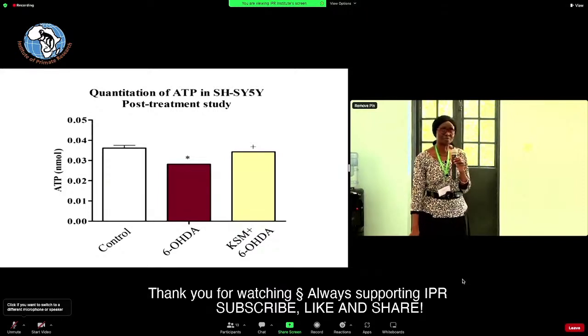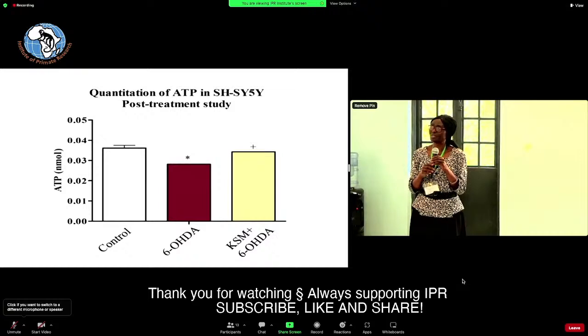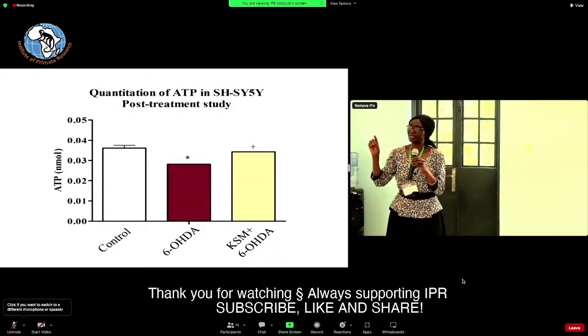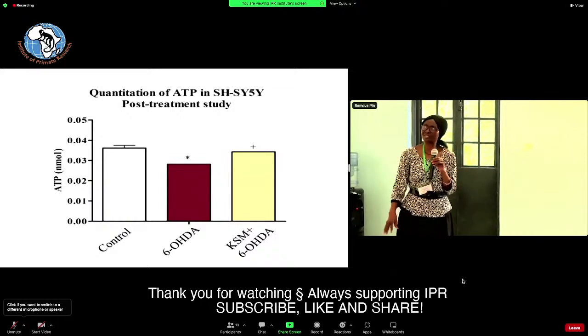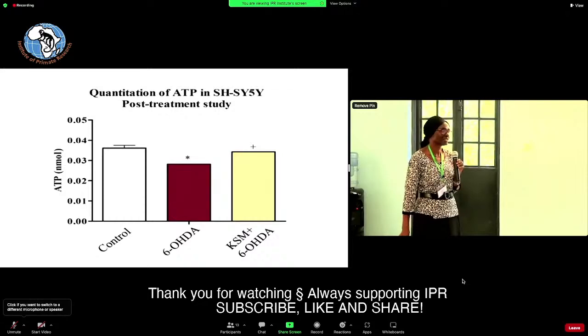And we can see that the one that had the 6-hydroxydopamine is in the middle, and then the one that was having both 6-hydroxydopamine and the root extract has increased ATP levels, about a 20% increase in the levels of ATP. Next.